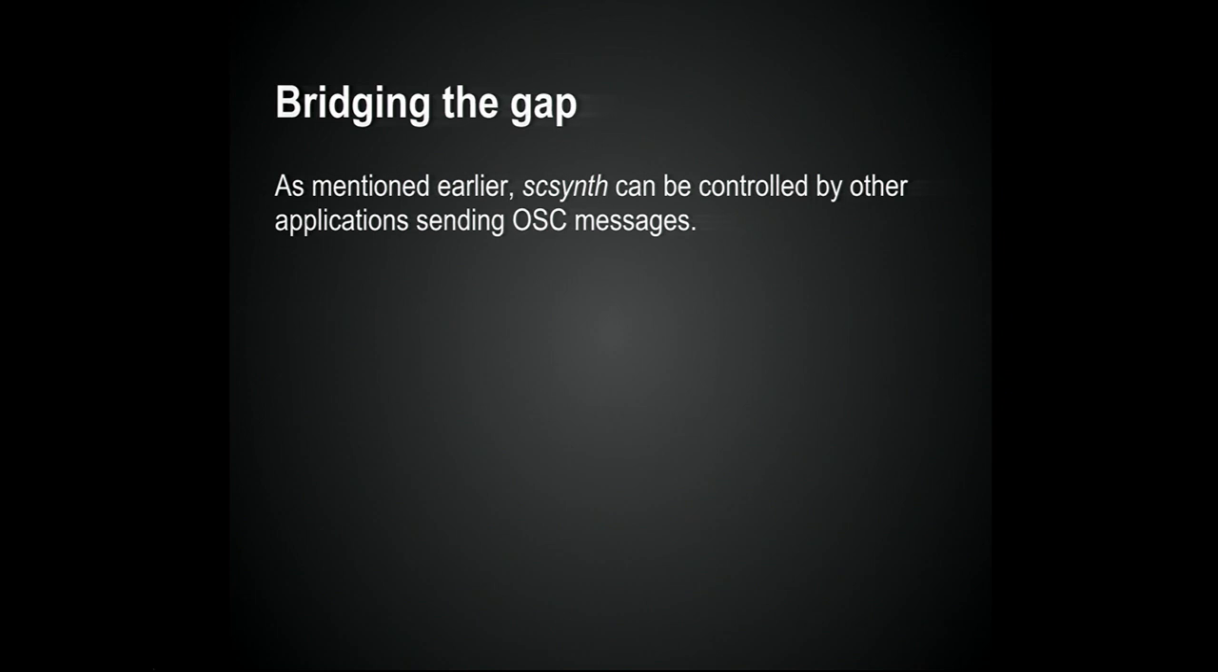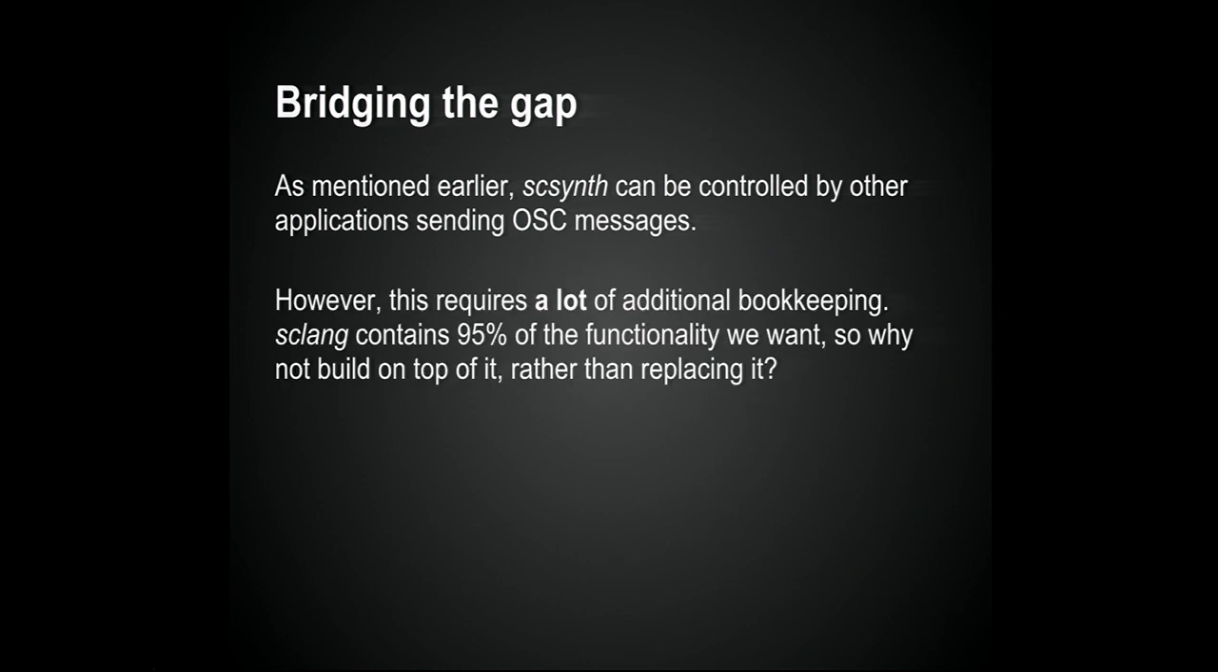So I set about trying to bridge the gap between SuperCollider and Unity, because I thought that maybe they could work together. As I said earlier, SC synth can be controlled by other applications, not just SC lang. The problem, though, is that to do that, it requires a lot of bookkeeping. You have to basically rewrite most of what SC lang does. But it does 95% of the work that we need it to, so why don't we just build on top instead of starting from scratch?